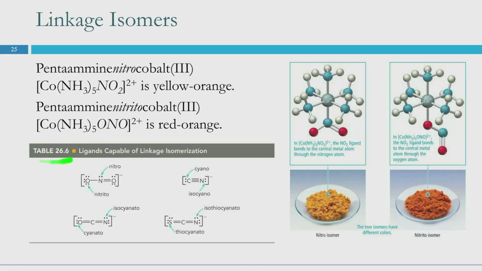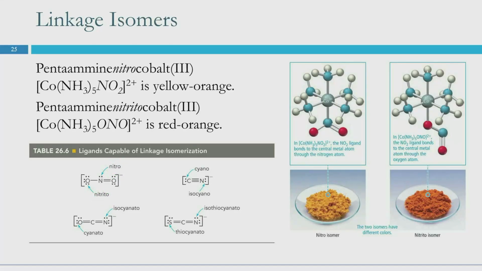So just look at this table 26.6. We've got a couple of different ligands, 4 different ligands. This ONO, if we're bonded to this oxygen on the end to our metal center, it's nitrito. If we're bonded to the nitrogen, that would be nitro. For our cyanide group, if we're bonded to the carbon, that's the cyano. If we're bonded to the nitrogen, that's isocyano. So you can imagine how fun naming can be with all of these different names.